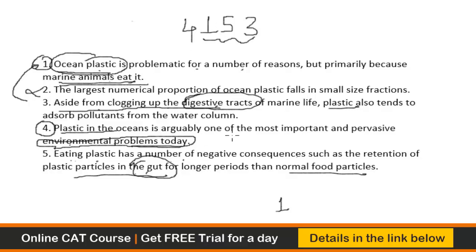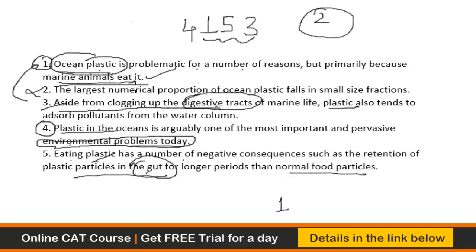Plastic in the oceans is one of the most important pervasive environmental problems. It is problematic for a number of reasons, particularly because animals eat it. And then you say eating plastic has this negative consequence, eating plastic. So you have option 2 as the one that automatically goes out. The largest numerical proportion of ocean plastic falls in... I mean, you are discussing here about the different kinds of plastic, whereas the author is concerned with the biggest problem of ocean plastic, what is it? So 2 becomes the odd one out.